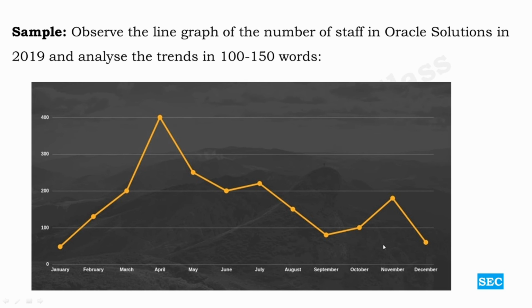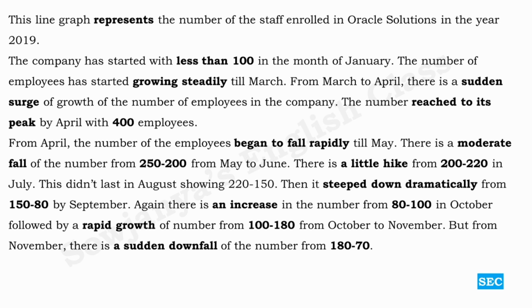See here, in the month of November, suddenly 180 to, see here, 70 almost. It is not here, it is here. So 70 we can take it. Okay. So 180 to 70. There is a sudden downfall. If you see, it is just a line like this. Okay. It is not gradual like from here to here, here to here. It is a straight line almost.